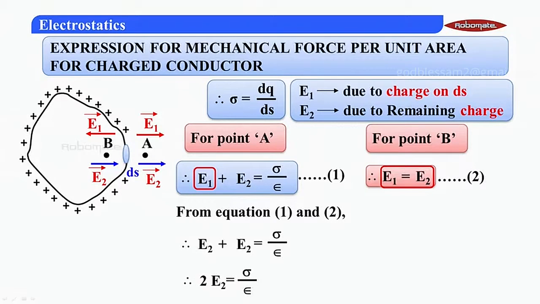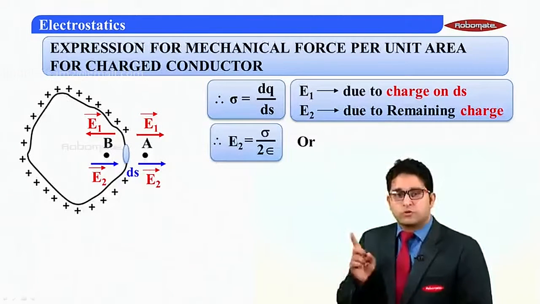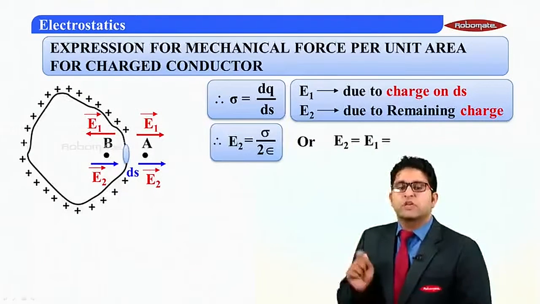I'll transfer 2, so what will I get? I'll get E2 is equal to sigma upon 2 epsilon, right? And this is nothing but intensity which is produced by the charge on the remaining area of the conductor, right? So from here I can write E2, which is also equal to E1, is equal to sigma upon 2 epsilon, right?